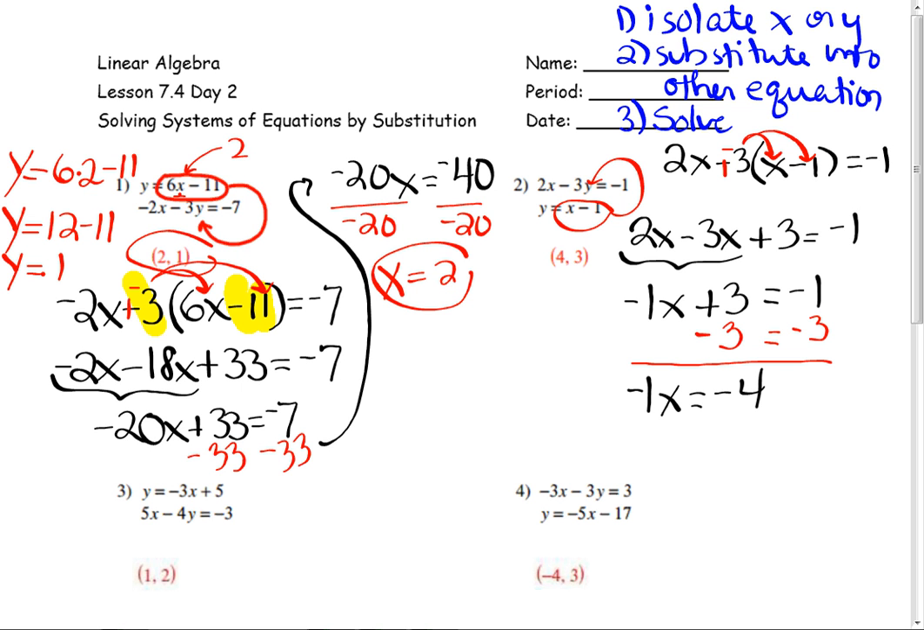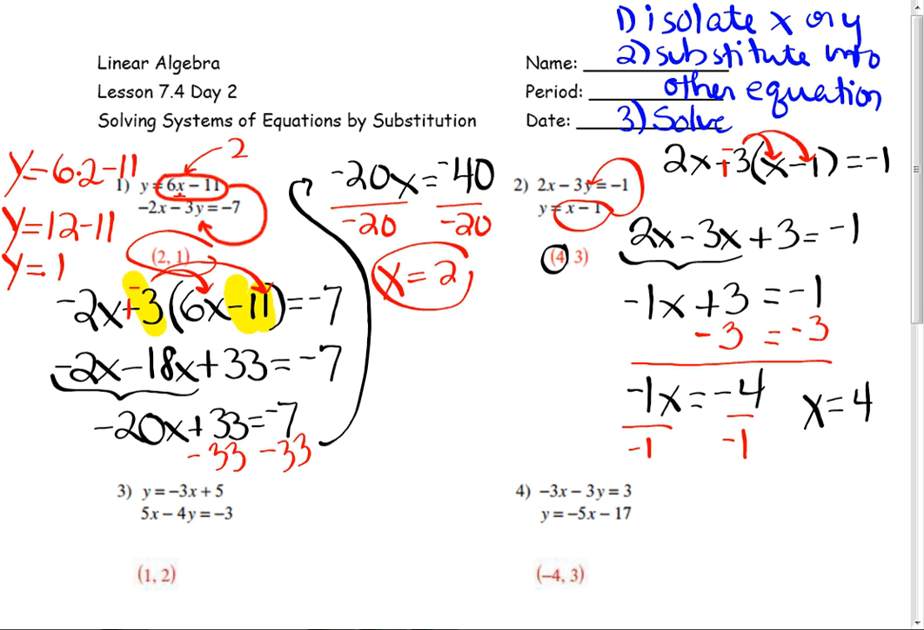And for some reason, the negative 1s bamboozle you. Don't know why. How do you get rid of a negative 1? I don't want negative 1x. I want positive 1x. Divide by negative 1. So what do I get? X equals what? Positive 4. Did I do it right? Yes.